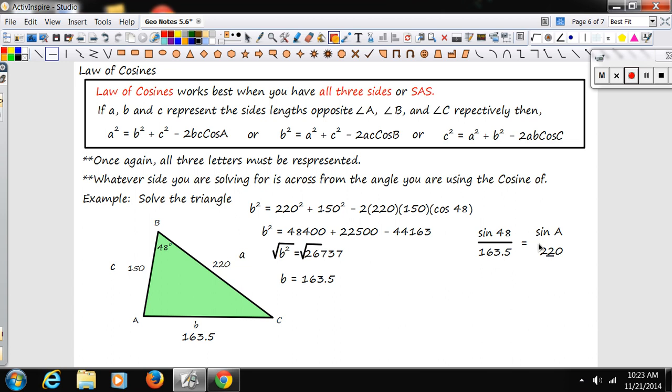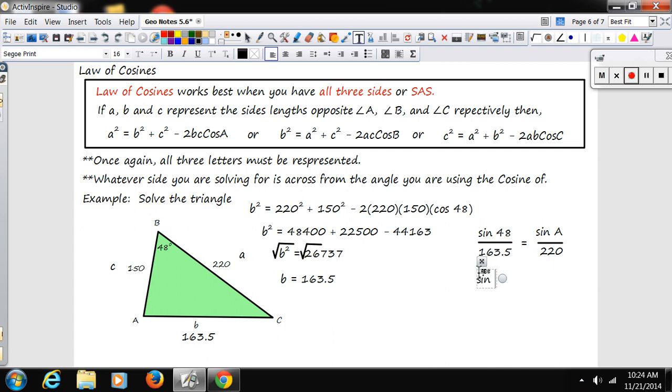Now we're going to look for an angle, so that means you got to be thinking about inverses, because to get an angle you got to use the inverse. So sine of A equals, let me multiply sine of 48 in my calculator. Sine of 48 times 220. Get an answer for that. Divide it by the third number, which in this case is 163.5. And you get 0.99995. It's really close to 1. Really close. But the more decimals you spread out, the more accurate your answer will be.